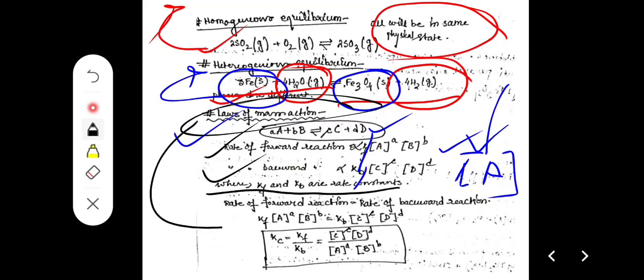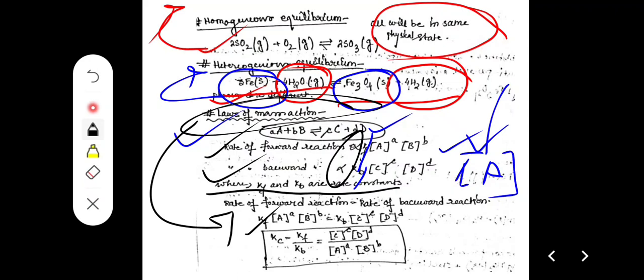Mass action tells that the rate of forward reaction is equal to the rate of backward reaction. That should be the same, so their values are also the same. So if we omit the proportionality, we get the rate constants. By this we get Kf, concentration of A to the power small a, concentration of B to the power small b, equal to Kb, concentration of C to the power small c, concentration of D to the power small d. Okay.